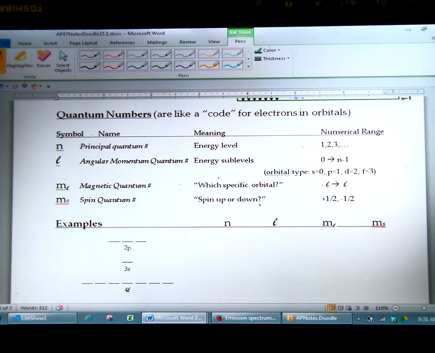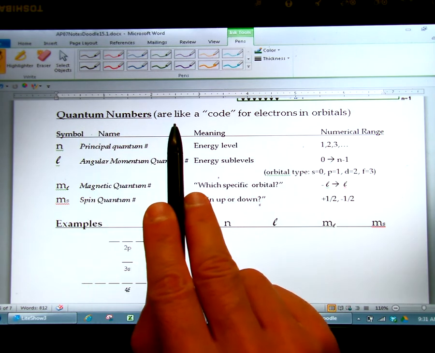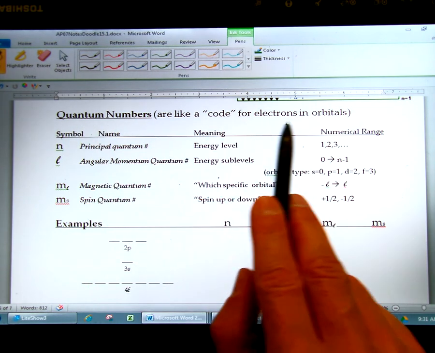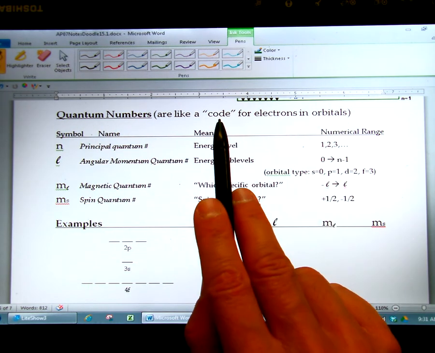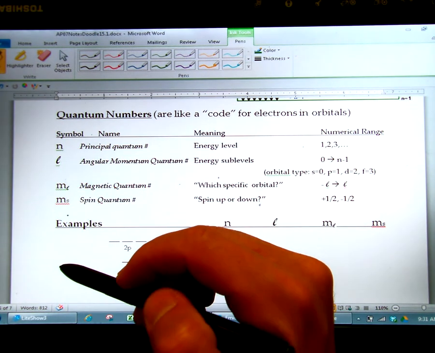Now we're continuing on page 5 of the Chapter 7 AP notes, and we're going to talk about quantum numbers. Quantum numbers are basically a code for electrons in orbitals. It's just a 4-number code for an electron. There are 4 quantum numbers that you can have.